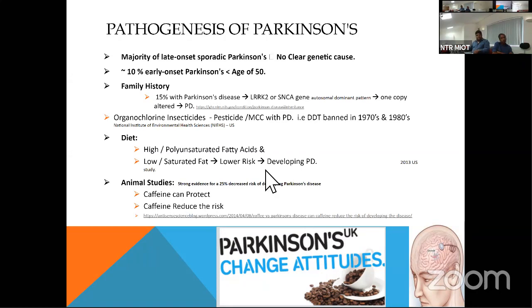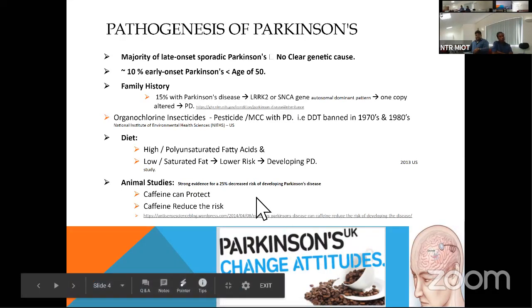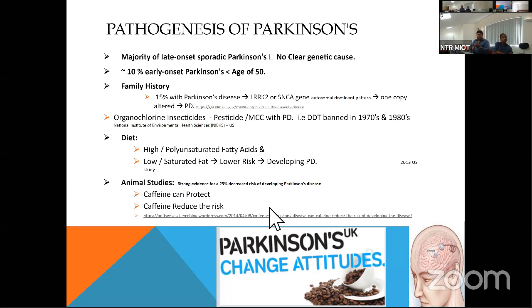Recent animal studies show a 25% reduction in developing Parkinson's disease. If people tend to have caffeine, it's a protective effect itself. If anybody wants to look into it, you can search Parkinson's disease and caffeine. Parkinson's UK also advocates this one. It reduces the risk of Parkinson's disease. So one cause is idiopathic, old age related, then genetics 15%. Then diet will reduce the risk of it, as well as the caffeine itself.